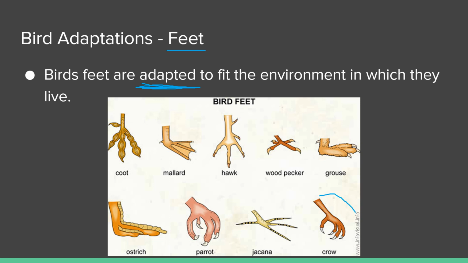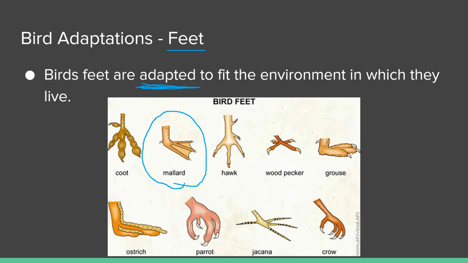Okay, probably the foot of the crow. Yes? Okay, with the long toes that enable it to kind of grasp onto something. Parrot might also do a good job with that. Okay. Which of these do you think would be best for swimming? Okay, if you know your birds at all, you're probably going to pick the mallard. That's a type of duck.